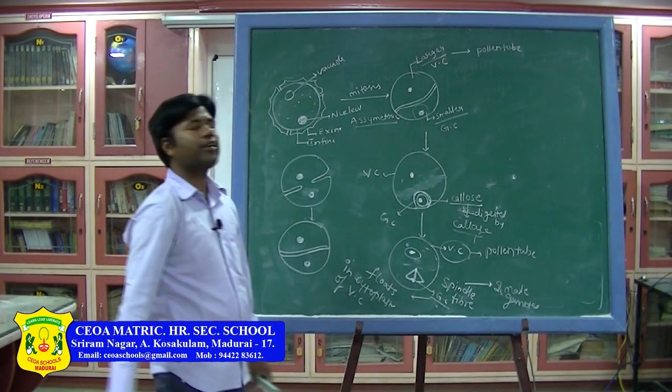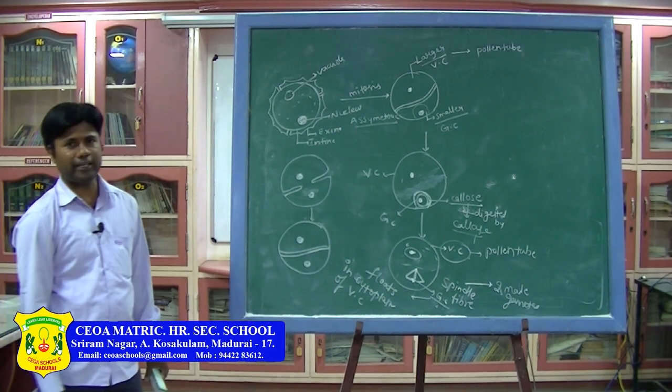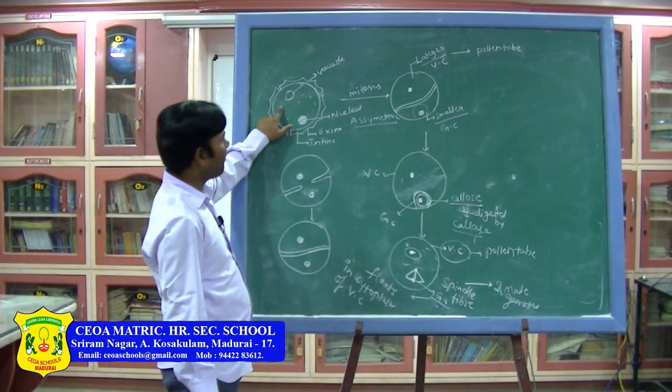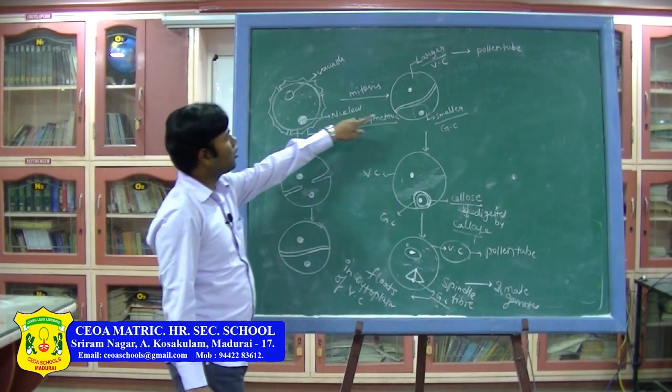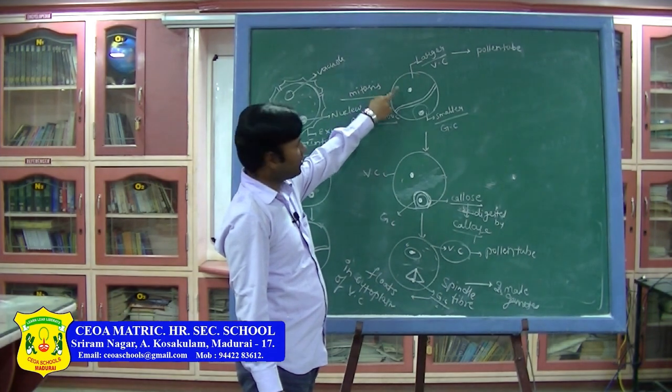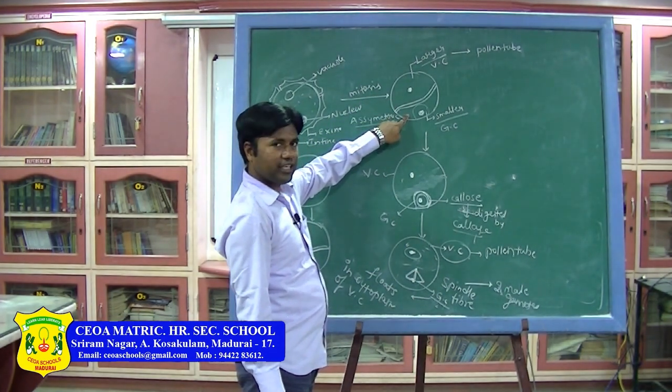This is a diagrammatical explanation of the development of the generative cell and vegetative cell. First, the pollen grain, haploid in condition, undergoes mitosis, and two asymmetric cells are formed. The larger one is called the vegetative cell, and the smaller one is called the generative cell.